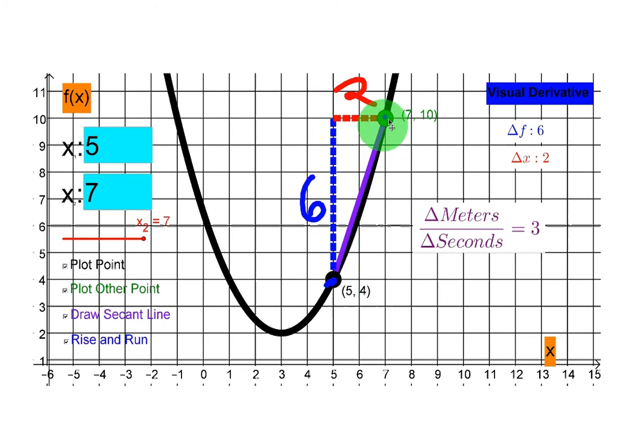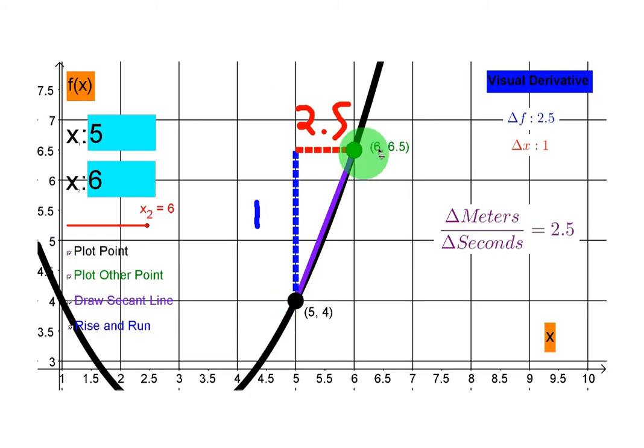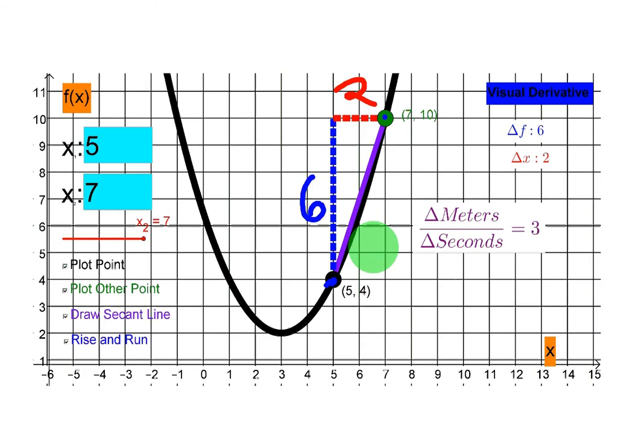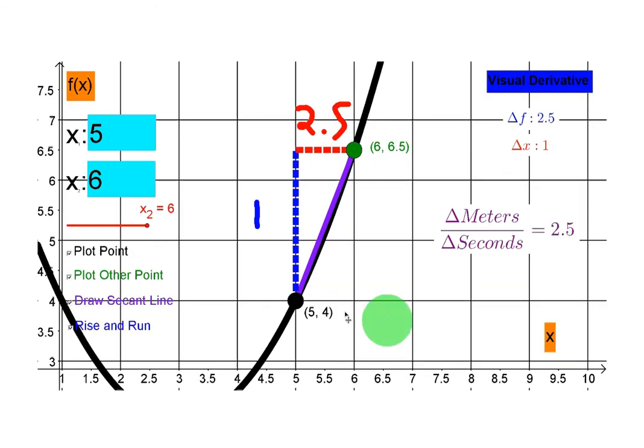But what we want to do is take this point and make it closer to 5. So that's exactly what we're going to do. We're going to go to 6. So our new point on this quadratic function is 6, 6.5. Our change in y is now 1, and our change in x is 2.5. If we do change in y over change in x, we get 2.5. So the concept is that our new point is going to be a more accurate representation of how fast this function is changing than our previous point. So we want to take this point and get even closer and closer to 5. So take 6 and drag this point down closer and closer to 5.